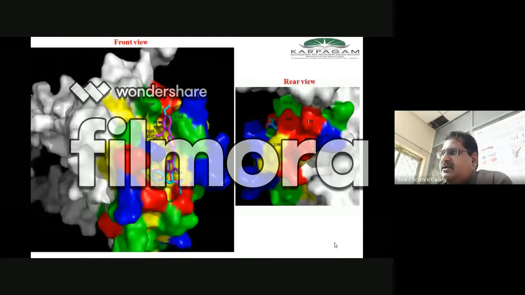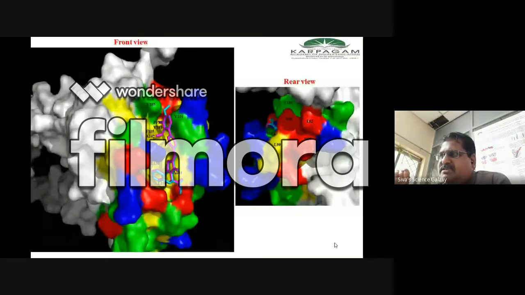Now look at the slide. I have colored the residues which are within 4 angstrom proximity of the ligands. I'm showing the front view as well as the rear view. So you can see the position of the ligands. 34 is perfectly fit within the groove. But 35, look at 35.